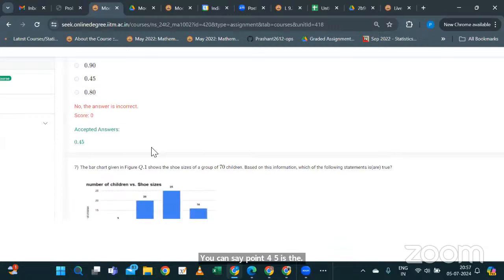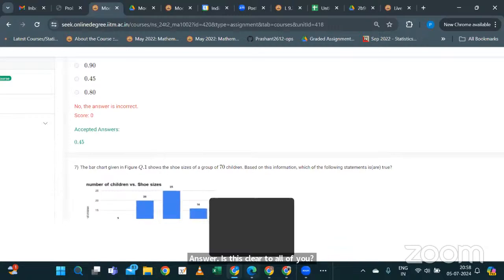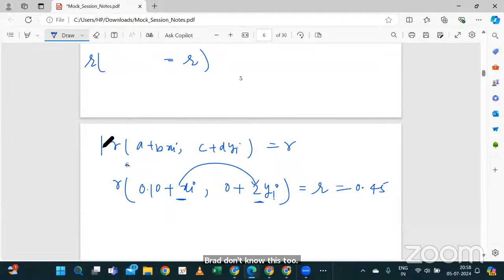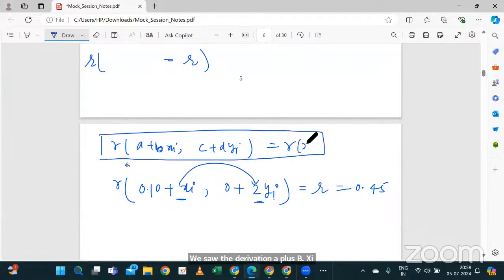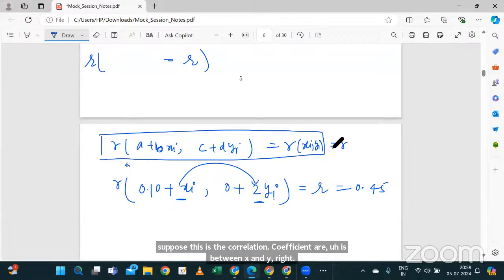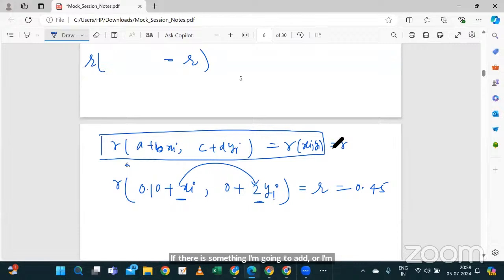Sir, can you explain again? Okay, so this is the case, right? We saw the derivation a plus b xi. I suppose this is the correlation coefficient R between xi and yi, right? If I'm going to add or multiply something in each of the observations, and if found like this, then this will be same as R of xi comma yi, provided that this b and d should have the same sign, whether it's a positive sign or negative sign.